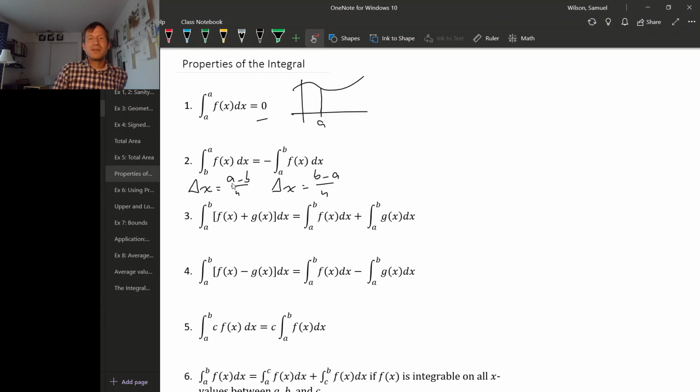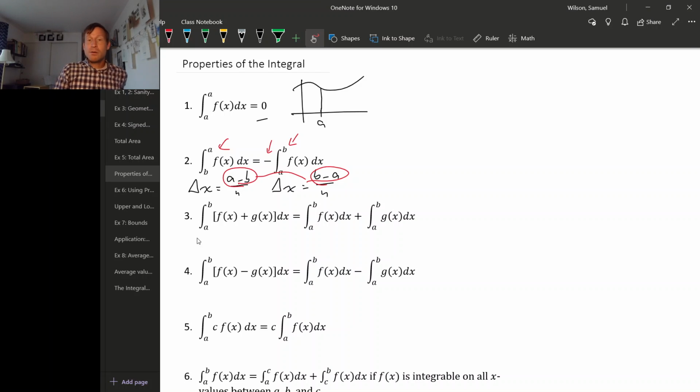And you can see that because these differences in the numerators are the negatives of each other, these integrals will also be the negatives of each other. So this one is the negative of that one. So the upshot of this is you can actually reverse the order of the bounds of integration if you want to, as long as you remember to throw on an extra minus sign.